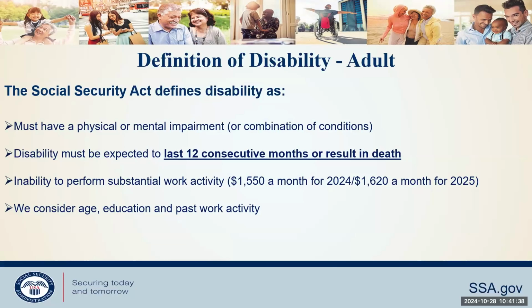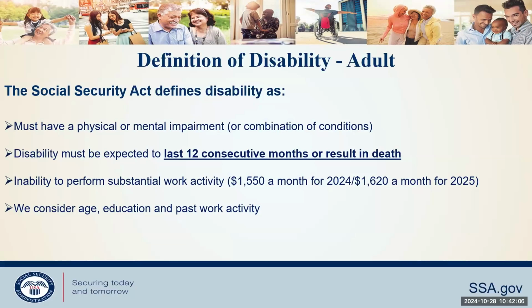And that's, of course, a wage amount, just like credits work. Substantial gainful activity for 2024 is gross wages of $1,550 or more. 2025, that amount is $1,620. So if you call to file for Social Security disability, we have to look to see if you are what we call currently insured. And then we also have to look at, if you're working, how much are you grossing?